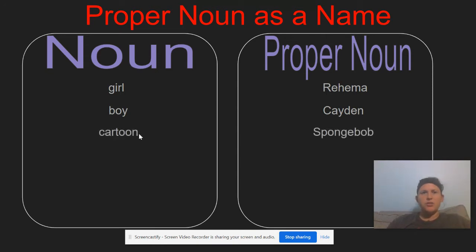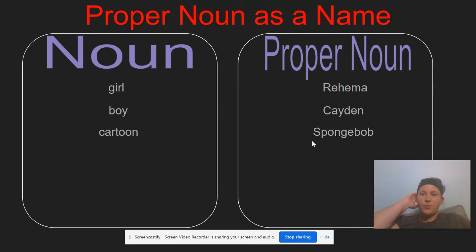Let's try another one. Oh, cartoons. There's tons of cartoons, millions of cartoons. So when you're talking about just the noun, it's just cartoon. Nothing special about it. It's just all of the cartoons. But when you want to do a proper noun of cartoon, you pick one specific one. And I pick SpongeBob. And I capitalize the S at the beginning.